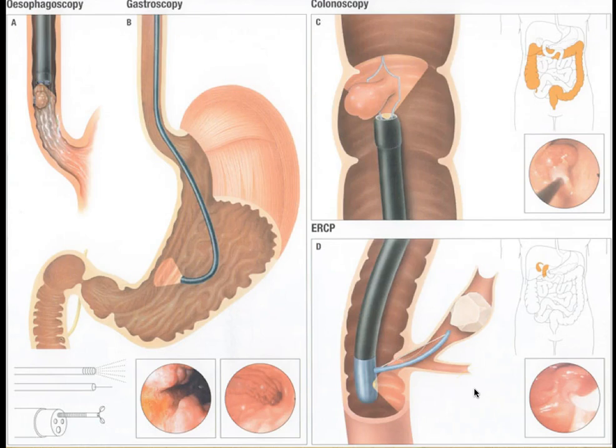So basically it's very handy when you don't want to have to cut somebody open. You can just insert one of these. A lot of times they will have different tools on them that can then go and either cut something off or sew something together as well.